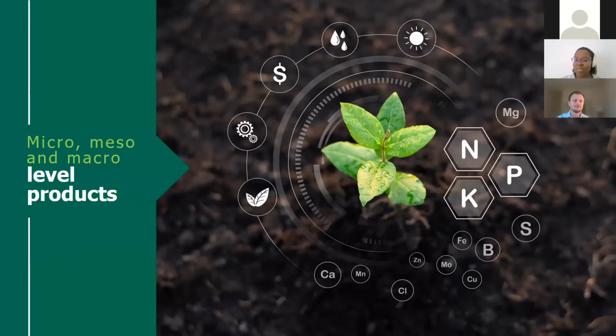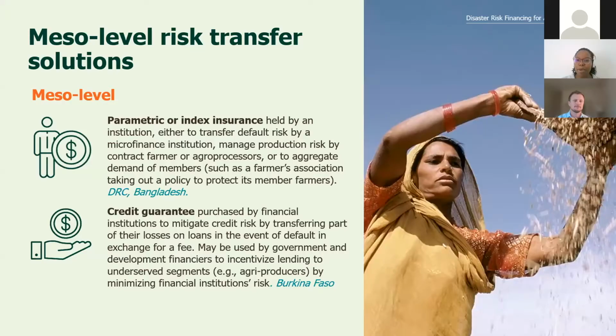So the first section really is a comparative analysis or assessment of the various levels of products. By way of definition, when we are referring to meso-level risk transfer solutions, we're referring to two different types of financial instruments.